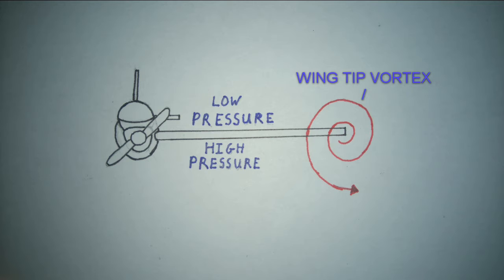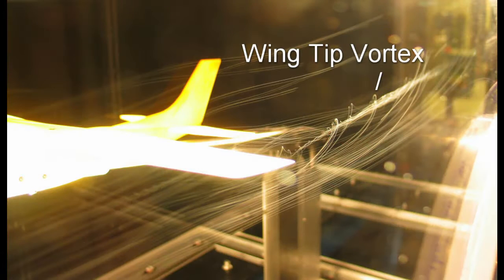From your study of lift, you know the wing creates a region of low pressure on top of the wing and high pressure below, as explained by Bernoulli's principle. The high pressure wants to get to the low pressure, so it tends to flow around the wingtip to try to equalize the pressure difference. This results in the creation of a wingtip vortex.